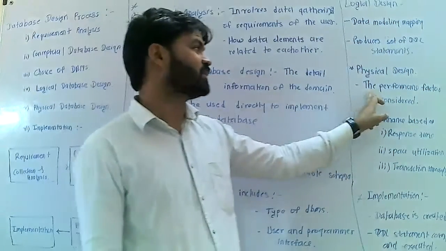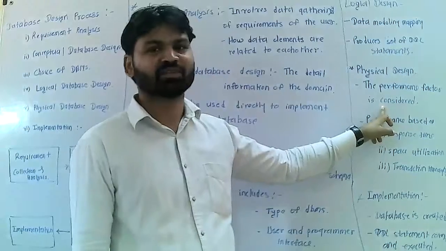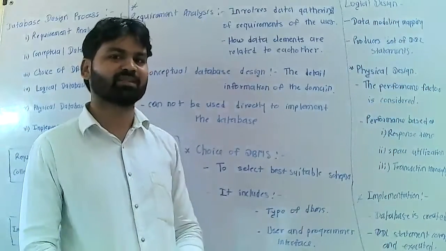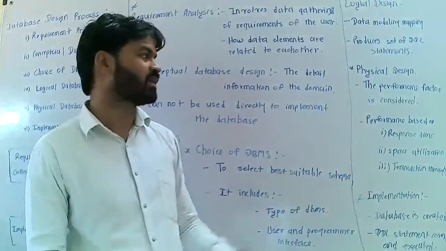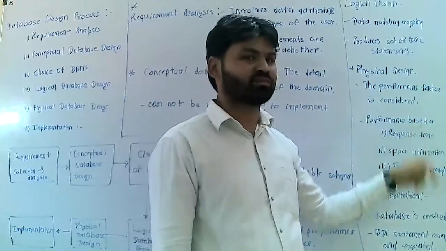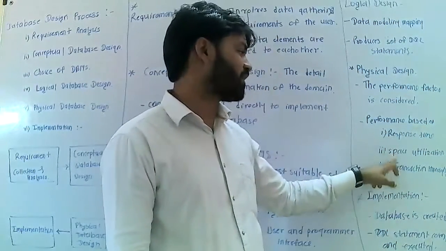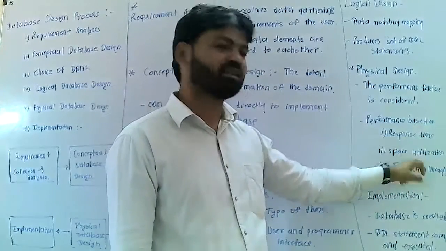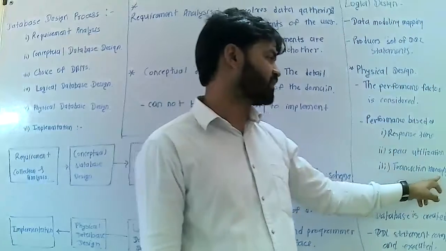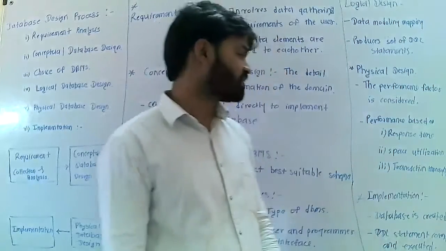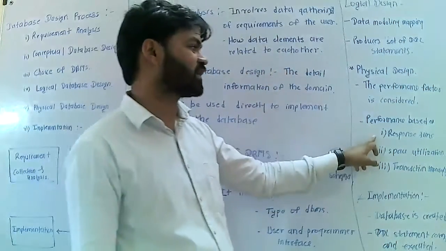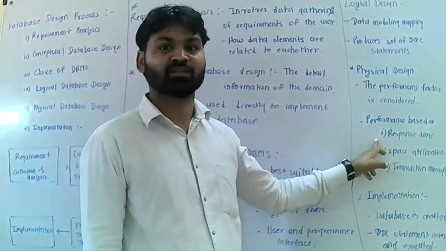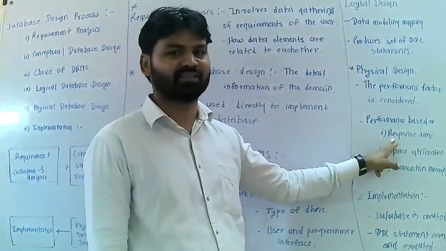Then physical design. In physical design, the performance factor is considered. It means the performance of your database design should be better. Performance is based on these three factors: first one is response time, second one is space utilization, and third one is transaction throughput. First one is response time: the time required for your query execution should be less.